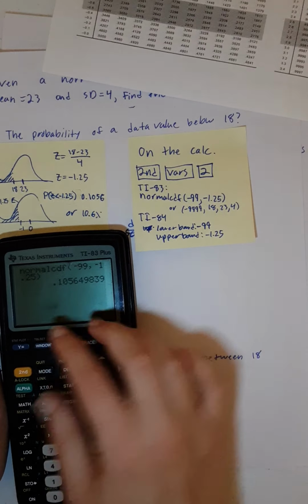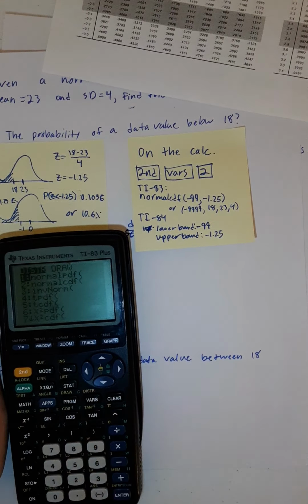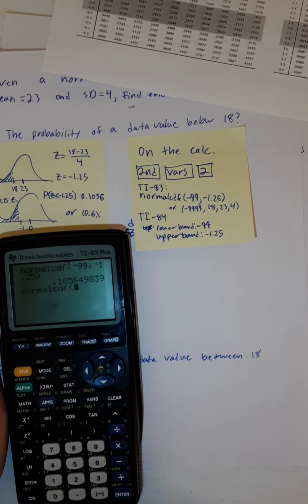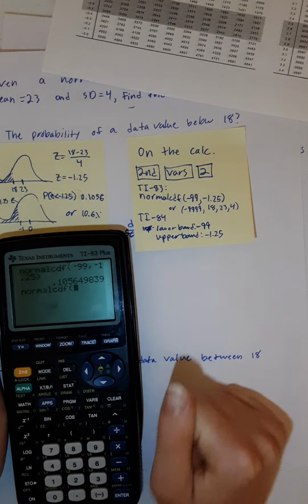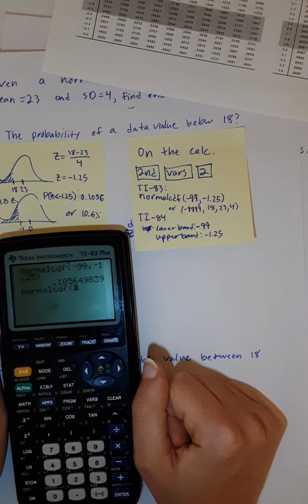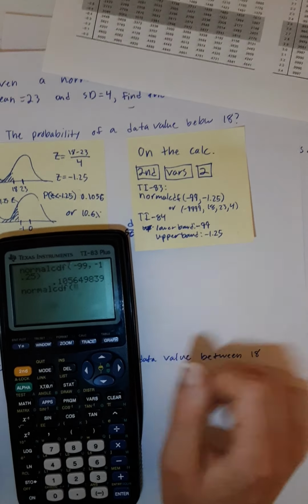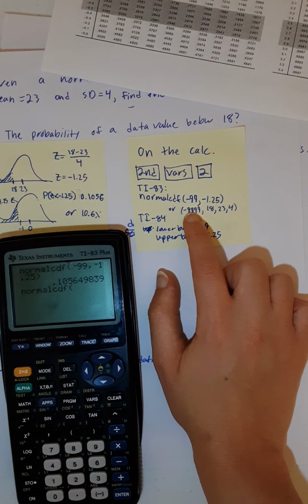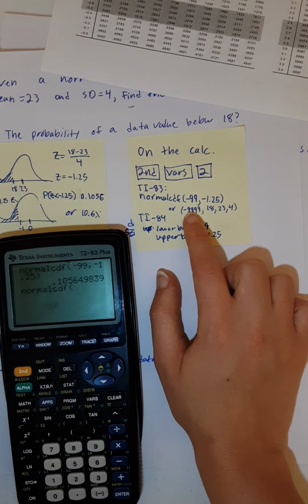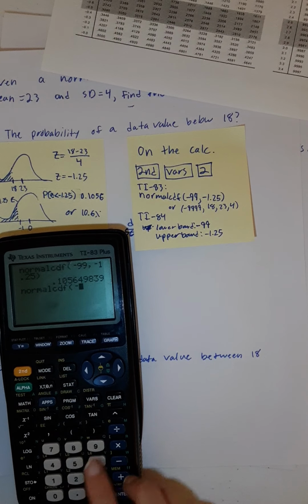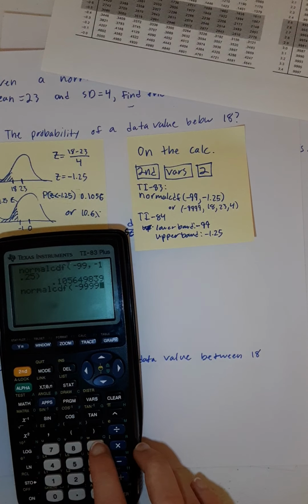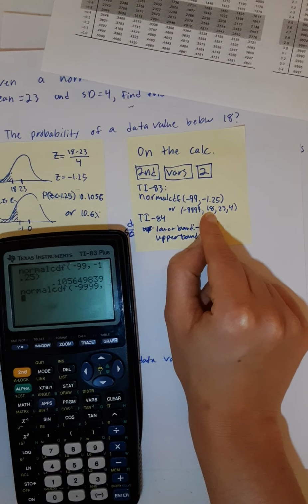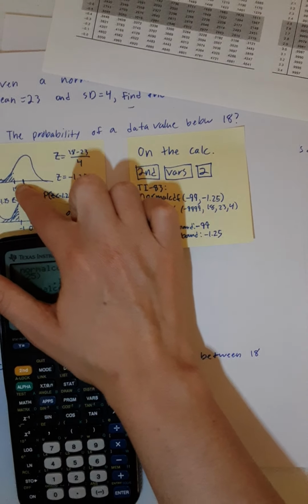Now, if we hadn't found our z-score, we could save ourselves some work. We can enter a normal CDF. I just want 2nd VARS, normalcdf. And this time I can tell my calculator I still want my lower bound to be essentially negative infinity, only this time I haven't found my z-score, so I want to make that number a little bit bigger just to guarantee that I'm going to get the same answer. So I'm going to put negative 999, comma, 18. That's the data value I'm interested in, and that's what I want to be less than.